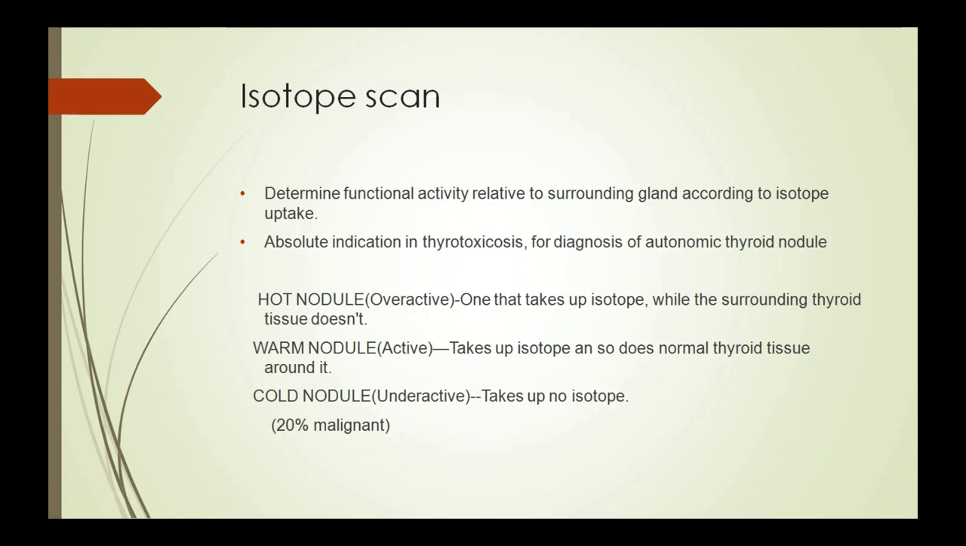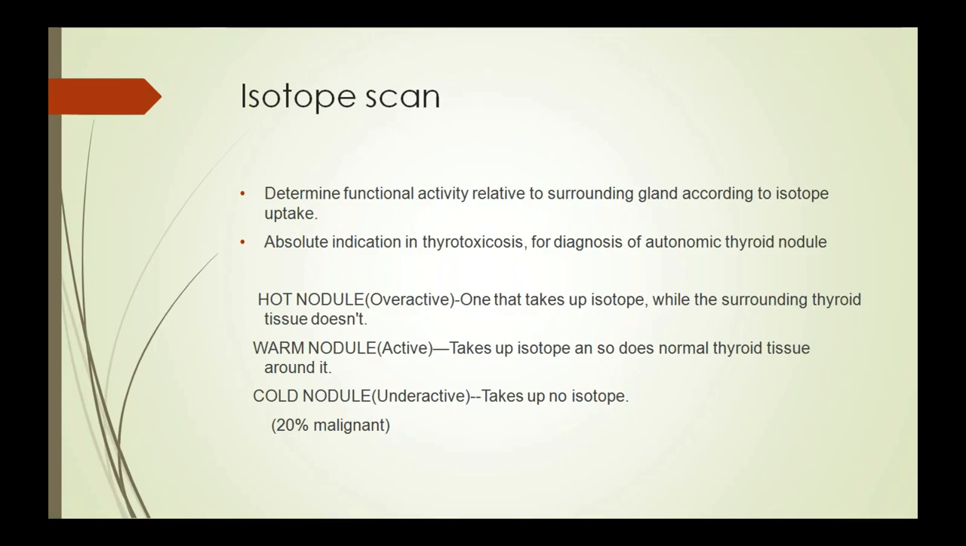And why is the isotope scan important? Depending upon the uptake, it can be divided into hot nodule, warm nodule, or cold nodule. Hot nodule is when there is uptake while in the surrounding thyroid tissue there is no uptake. In case of warm nodule, there is uptake, and so does the normal thyroid tissue. In case of cold nodule, there is no uptake.